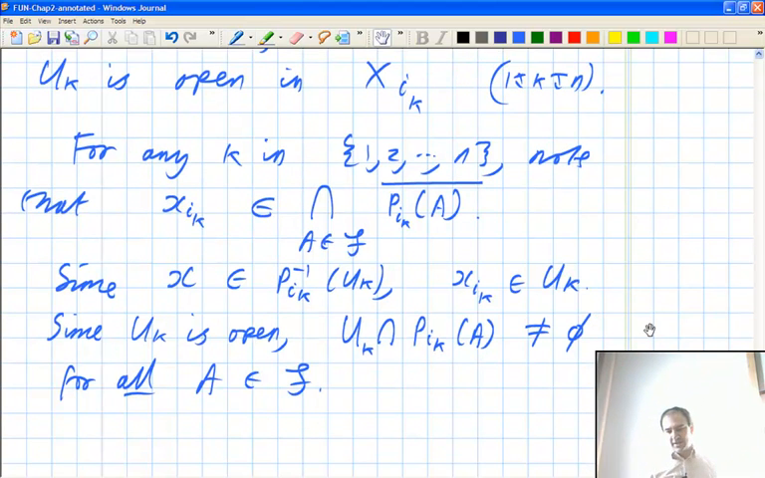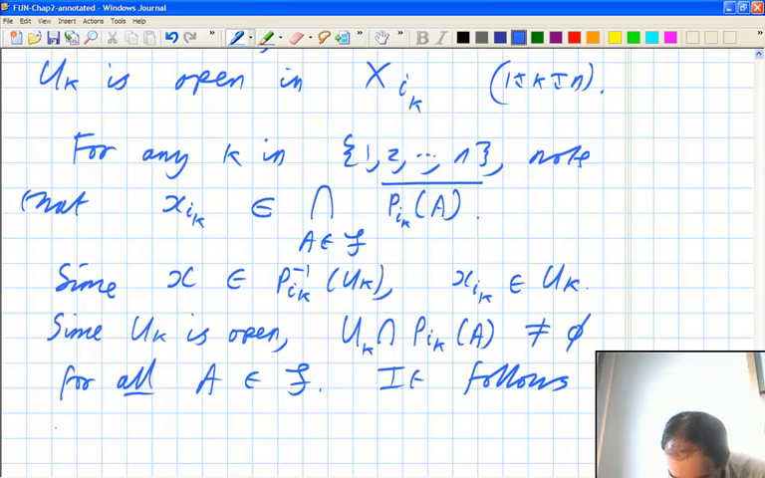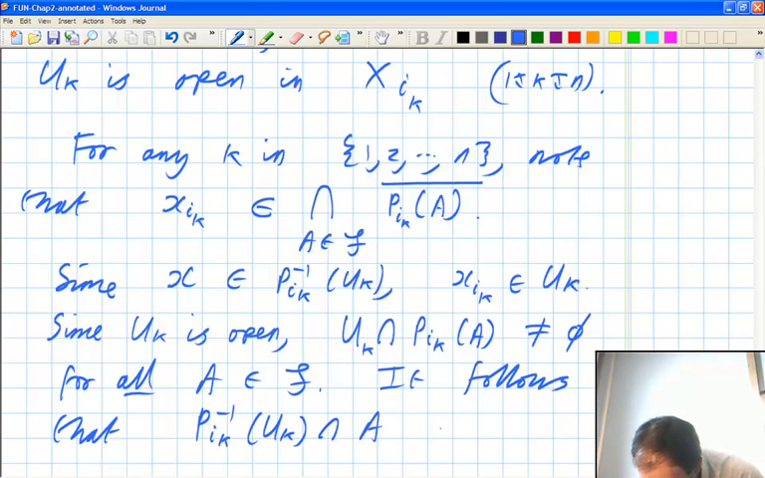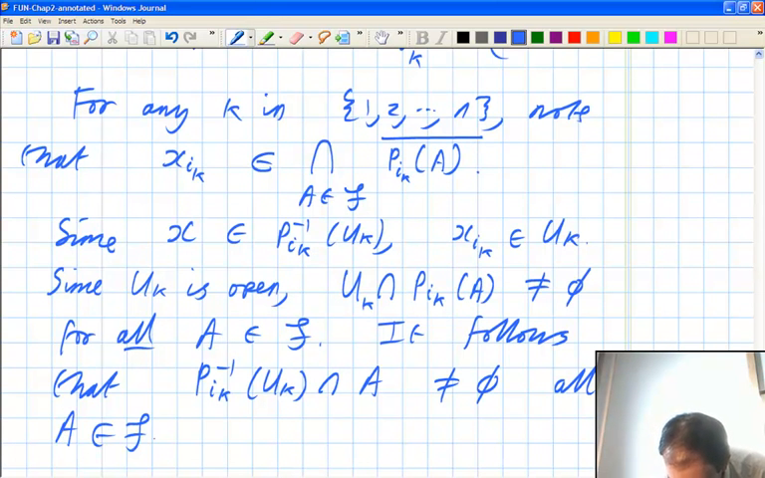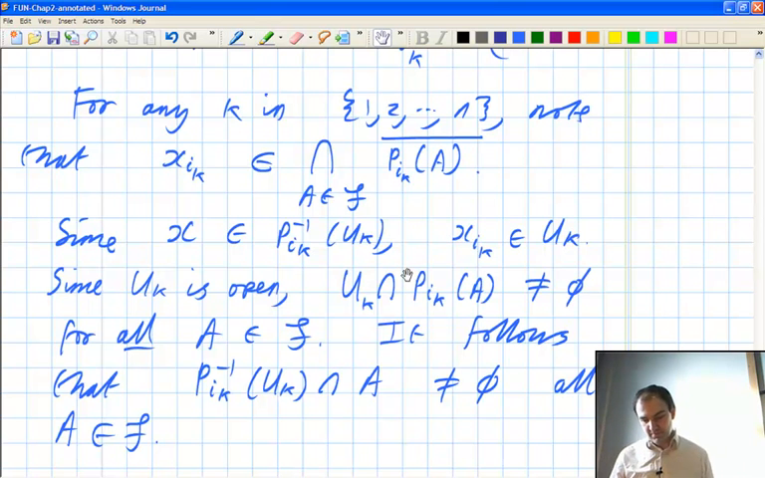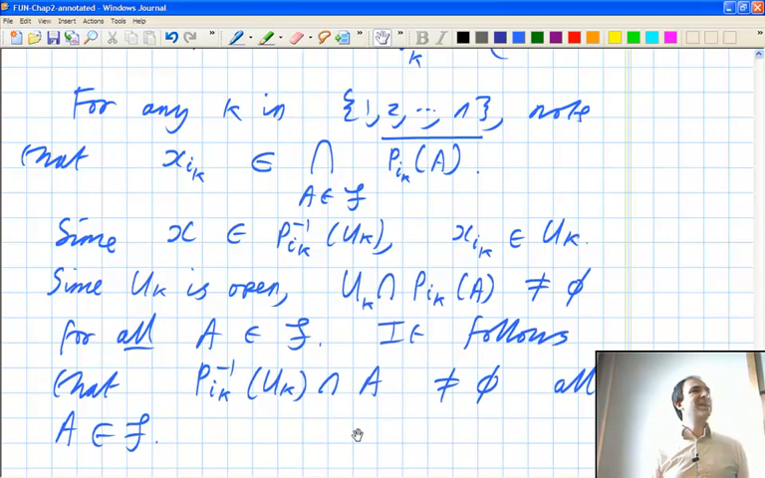But now, a tiny little bit of thought. When you look at the pre-images, you'll see that that means the pre-image of the UK must meet A. I'll leave it to you to check that one. It's, as usual, an inclusion one way round. So PIK to minus 1 of UK intersection A is also non-empty for all A in the ultrafilter. One way to see that is you take a point that's in UK intersection PIK of A, then it must be PIK of something that's in A, and that thing that it's PIK of is in PIK to the minus 1 of UK intersected with A. So it's that way round. So I'll let you check that.